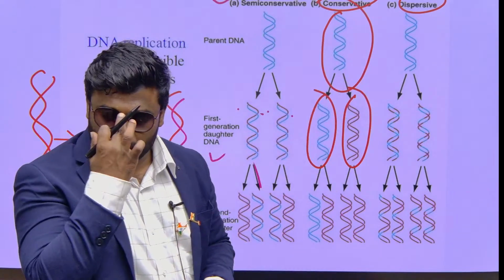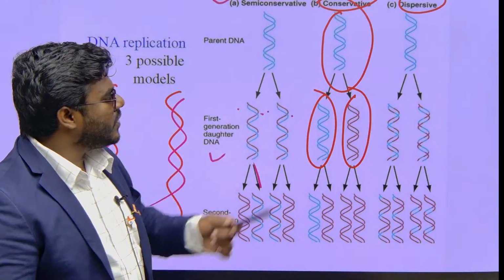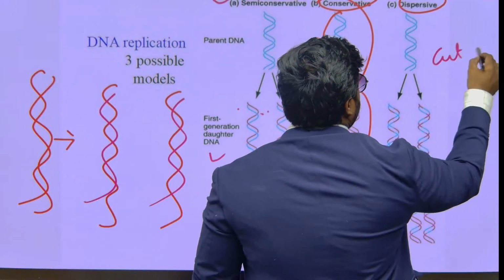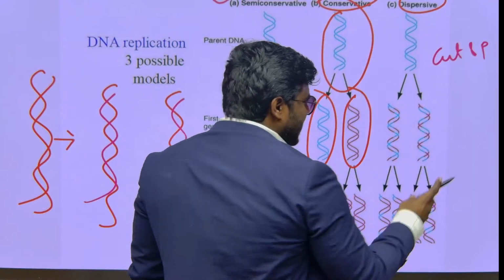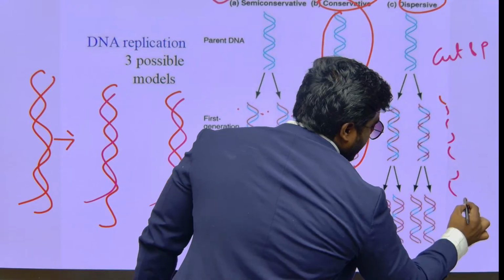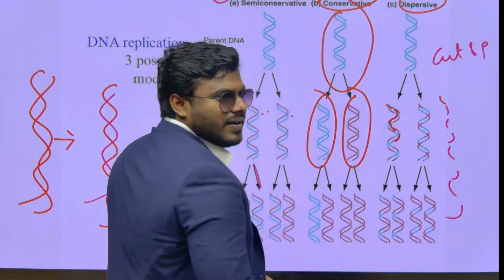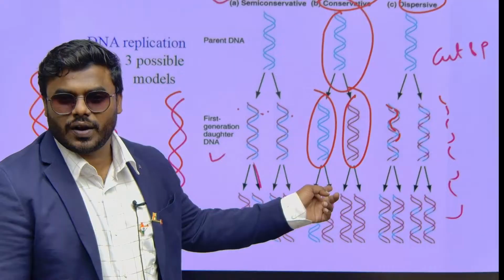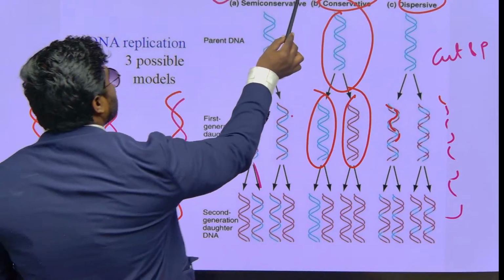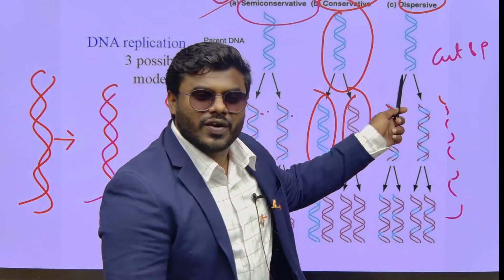And there is a third model called the dispersive model. According to this model, see here friends, we always use the phrase cut and paste model. See here, small daughter parent, daughter parent, daughter parent, like this. You can see here daughter parent, daughter parent. So this is the dispersive model. So Watson and Crick, who proposed the double helical structure, gave the semi-conservative model, and others gave conservative and dispersive.